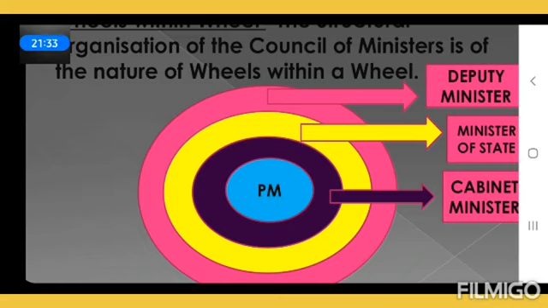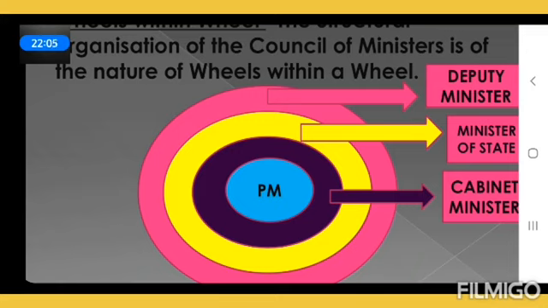So the innermost circle is your prime minister, who is very, very powerful and holds a strong position. The outer one is your cabinet ministers, also known as the kitchen cabinet. They hold important portfolios and together formulate all the policies of the state. That is really a powerful part of the real executive. The outer one is your ministers of state, who assist the cabinet ministers. And the outer one is the deputy ministers, who assist both the ministers of state and the cabinet ministers.